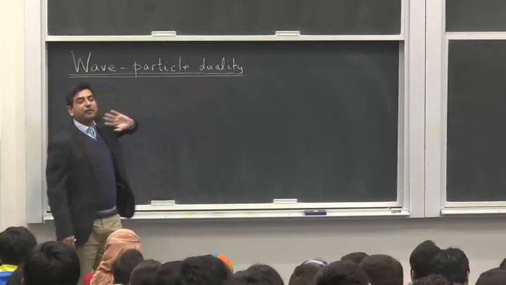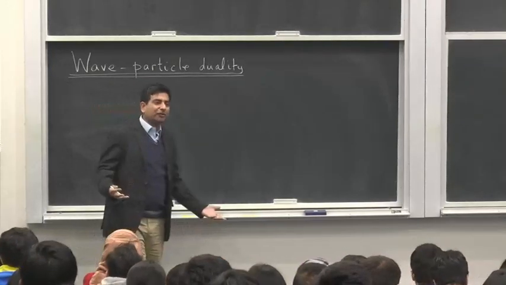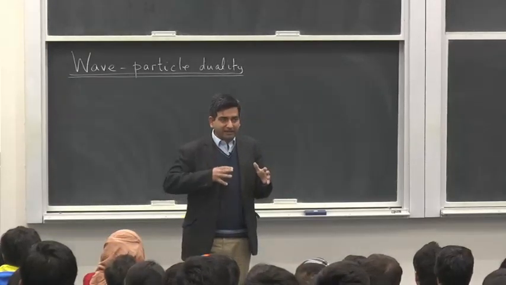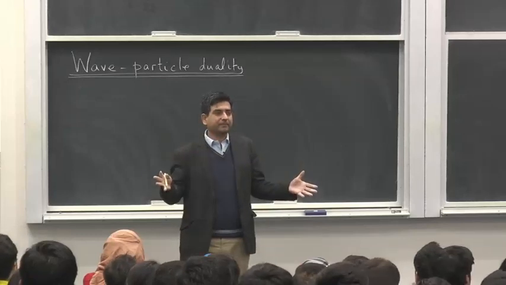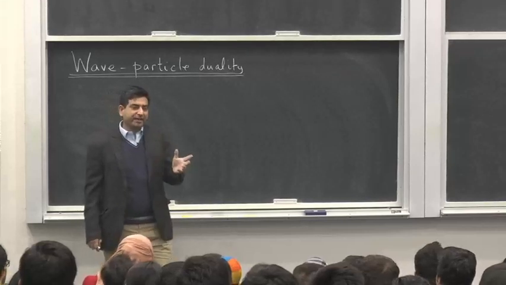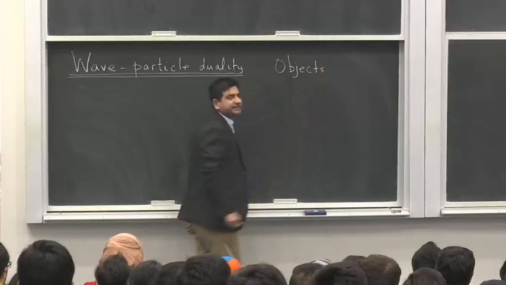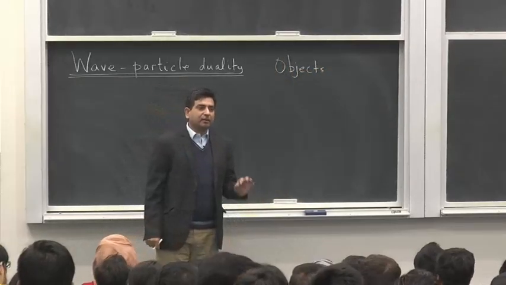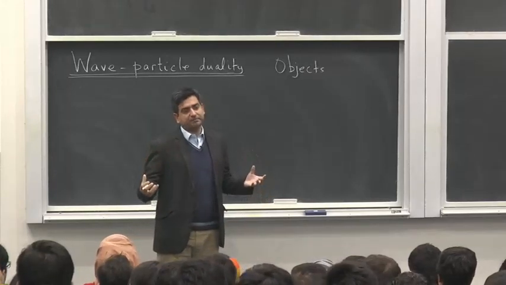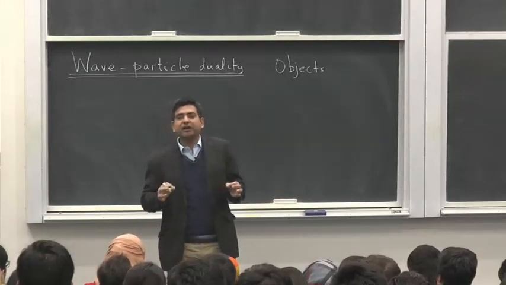Alright, so I would like to start off this discussion with wave particle duality. Now duality, we all know, is the property of existing in tandem, as a couple. And what we mean by wave particle duality is that objects, and by objects I mean anything physical, can have two characters at the same time. One is the character of being a wave, and the other is the character of being a particle.